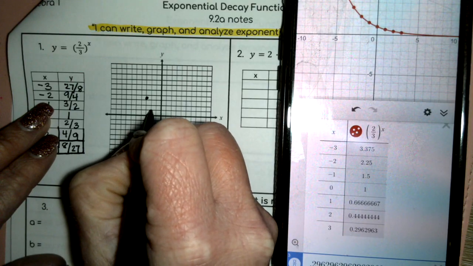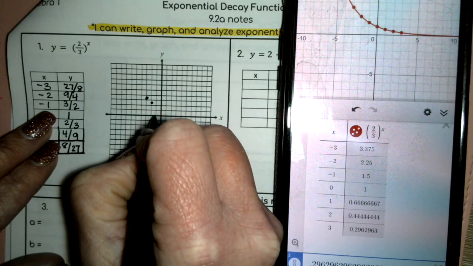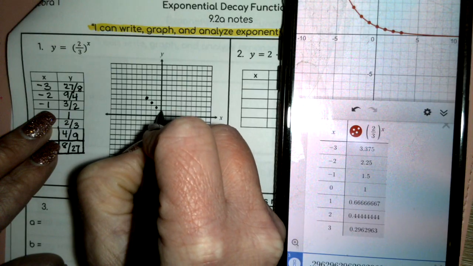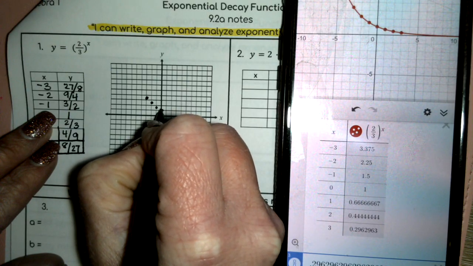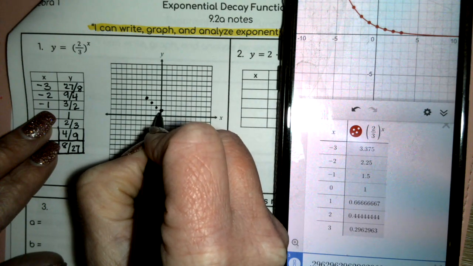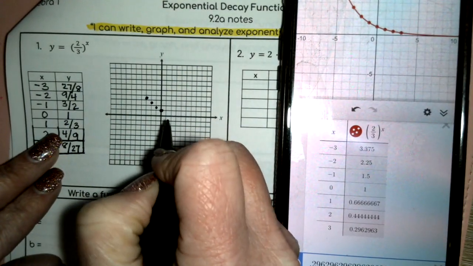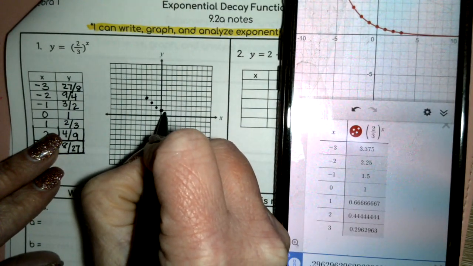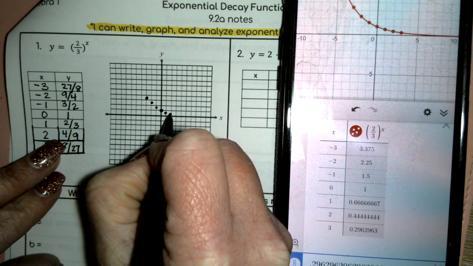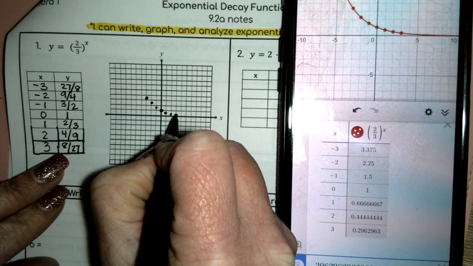-2, and then a little bit past 2. -1 and 1.5. Then 0, 1. What is that point called right there? Does anybody remember? The y-intercept. Very good. And then 1 and 2/3, we're starting to get below that 1. 1 and 4/9. It's getting really close to that x-axis now. 1 and 8/27.